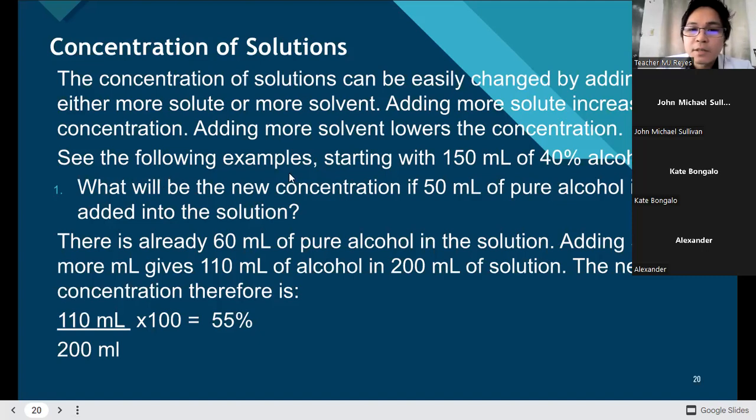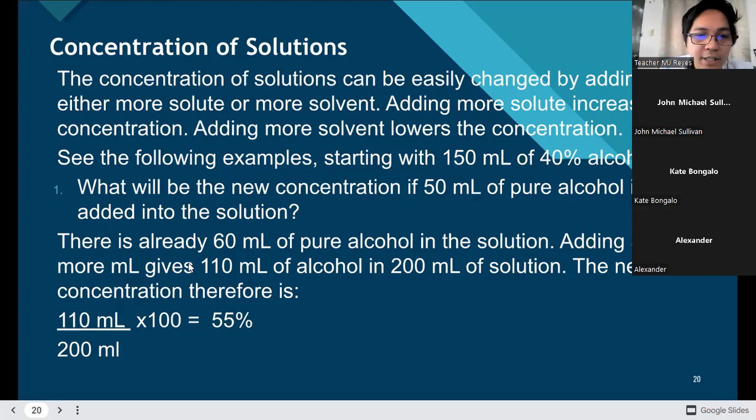Let's have this example. Starting from 150 ml of 40% alcohol. Now we have a bottle which is 150 ml and it is actually a 40% solution or 40% concentration of alcohol. Let's have this as a rubbing alcohol. What will be the new concentration if 50 ml of pure alcohol is added into the solution? There is already 60 ml of pure alcohol in the solution derived from 150 ml.